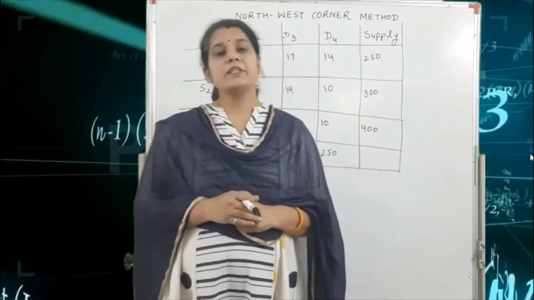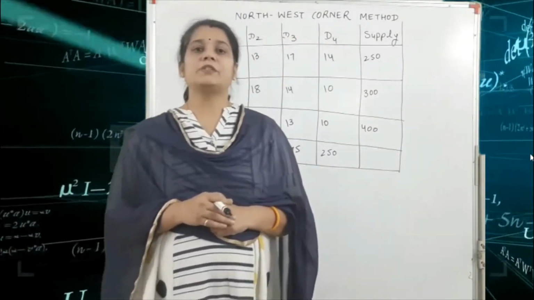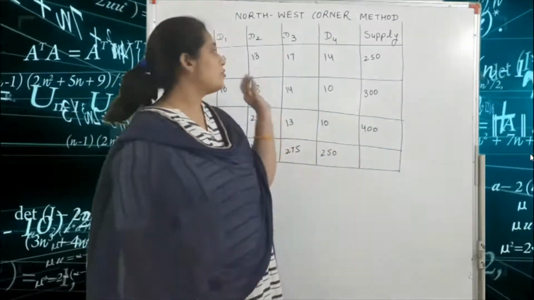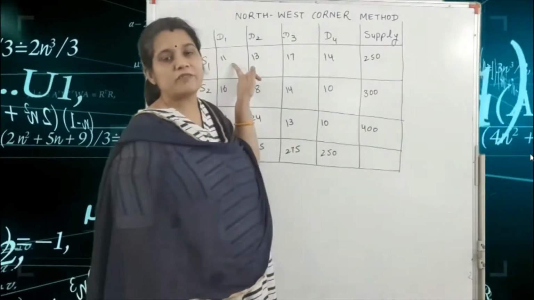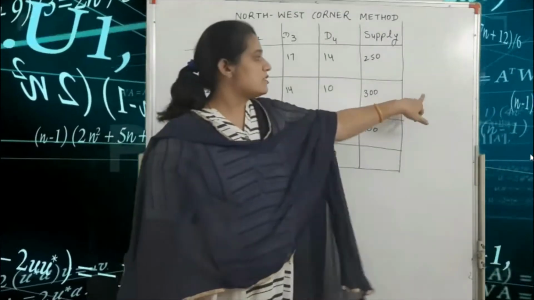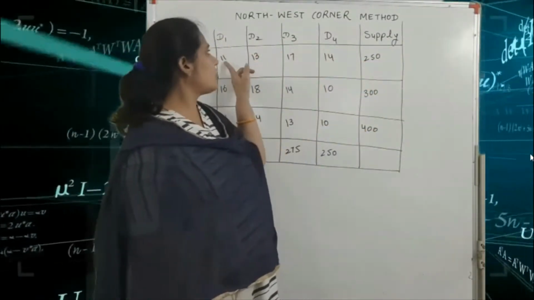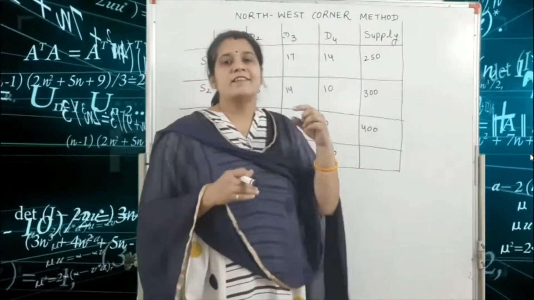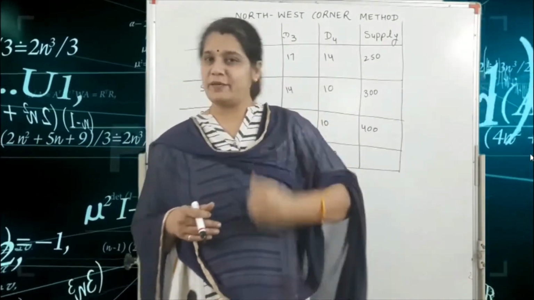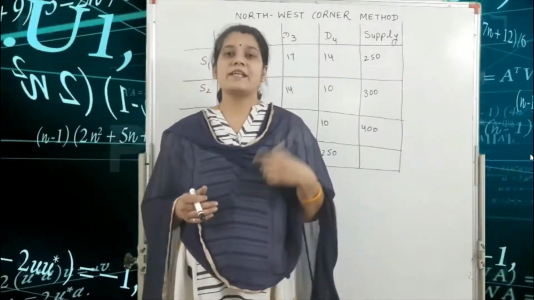In the northwest corner method, the solution is started from the northwest corner. That means east to west, north south. So this is the northwest corner, and according to this side, the name is the northwest corner method. This is the transportation problem.